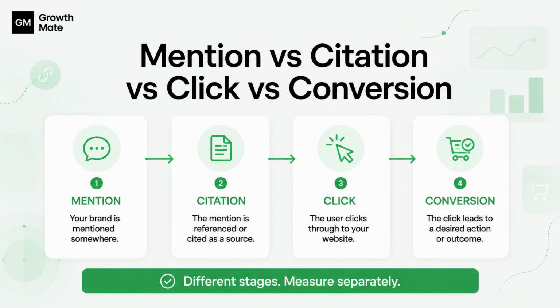A citation is not automatically a website visit. A visit is not automatically a business conversion. Each stage requires separate measurement and interpretation. An AI answer may satisfy the user without generating a click. Therefore, traditional traffic metrics cannot show the complete picture.